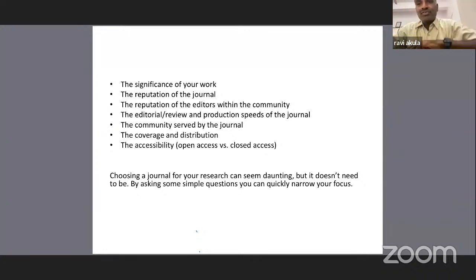Choosing a journal for your research work can seem daunting, but it doesn't need to be. By asking some simple questions, you can quickly narrow your focus. So yourself, you can judge whether the journal fits your requirement or not. It may look like hard work, a typical one, but if you look into the details in a simple way, it can be done.